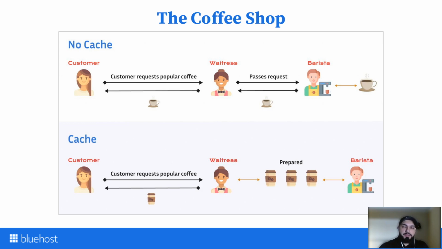However, the barista figured out that, hey, all day long, people are asking for this specific cup of coffee. So what they do in a cache situation is pre-prepare a few cups and put them on the counter. So the next time a customer asks for it, it is ready. The customer would ask the waitress for that popular cup of coffee. The waitress, instead of going to the barista, will only go to the counter, where the coffee is ready in a heat-preserving cup, and take it and give it to the customer. And that all happens quickly.